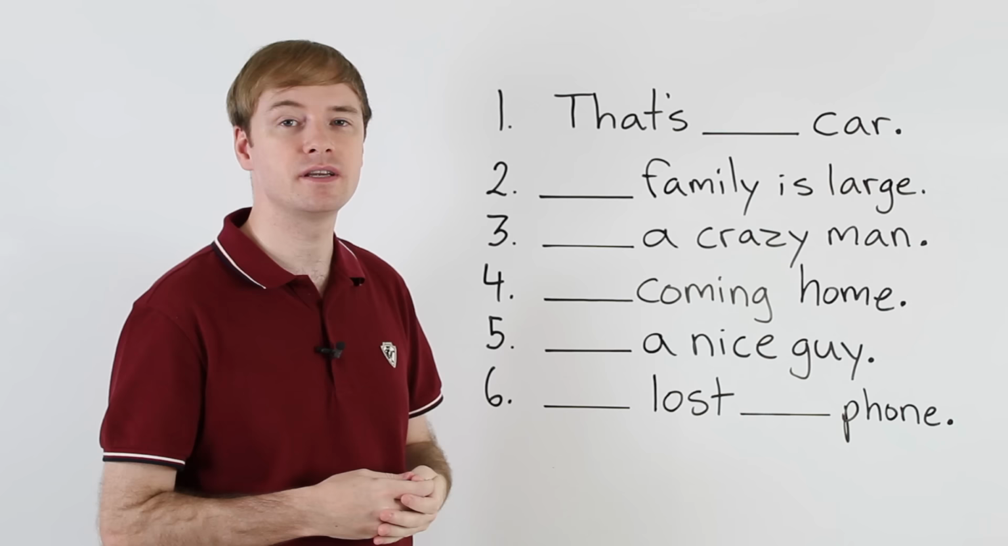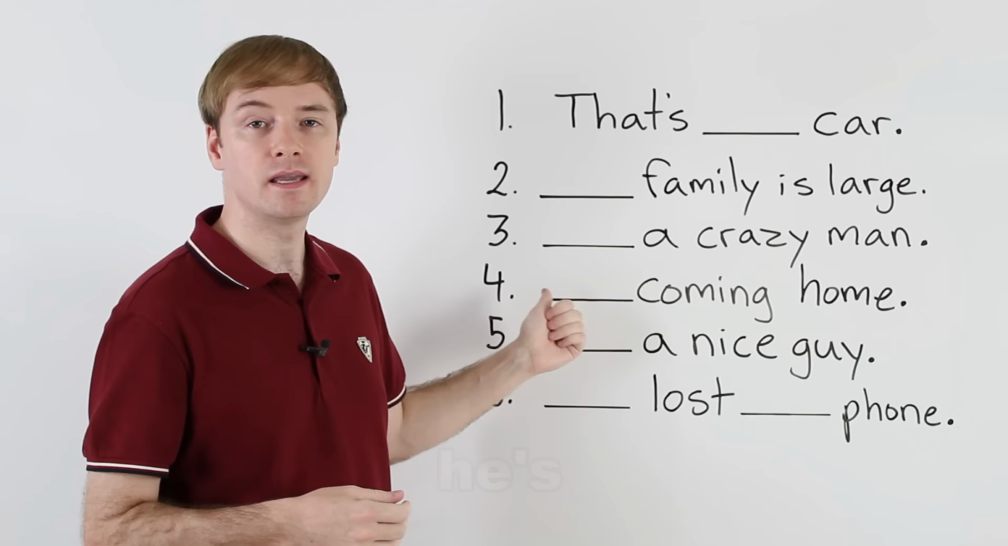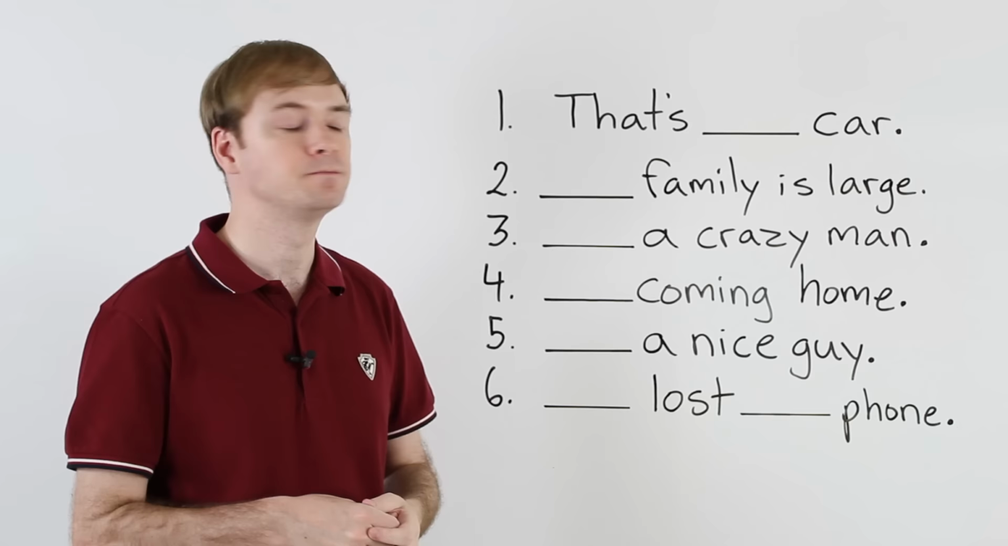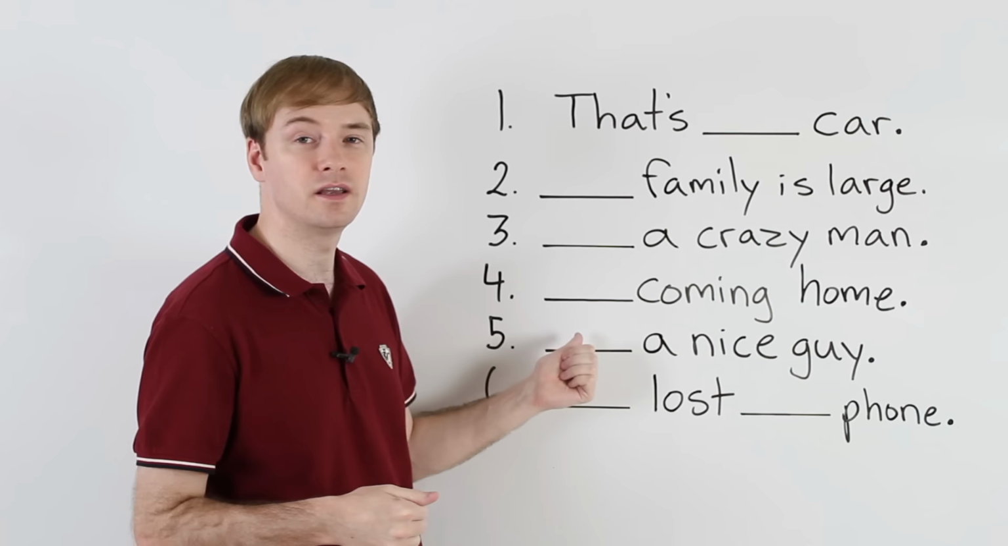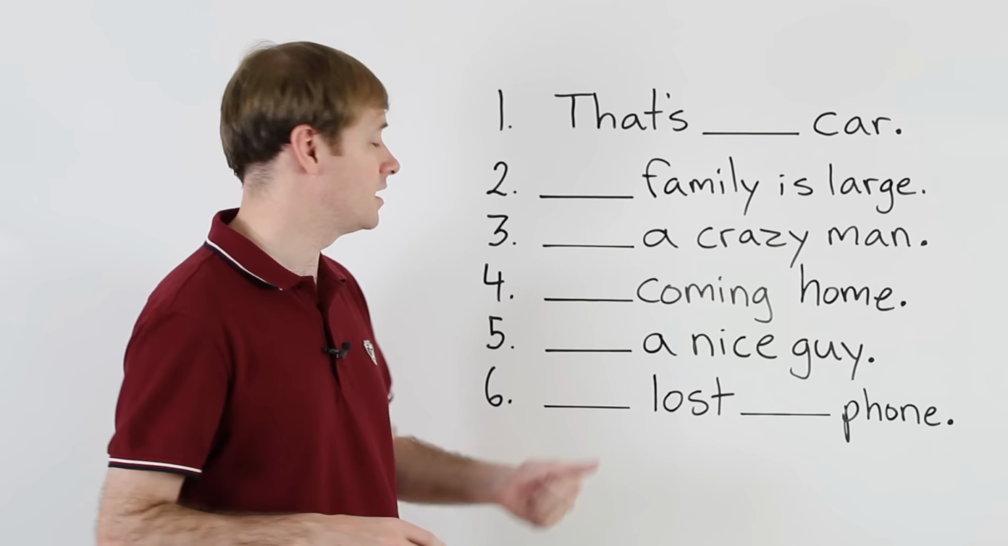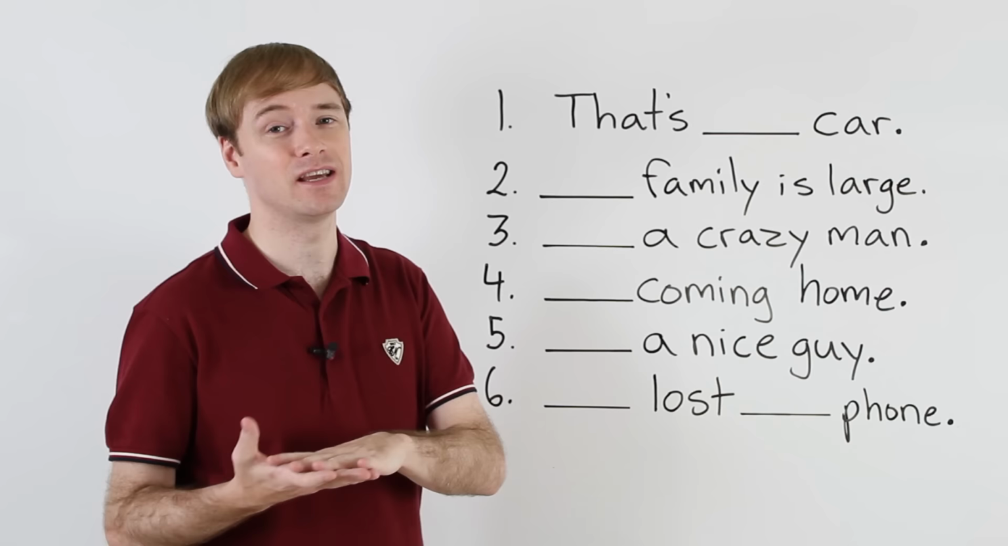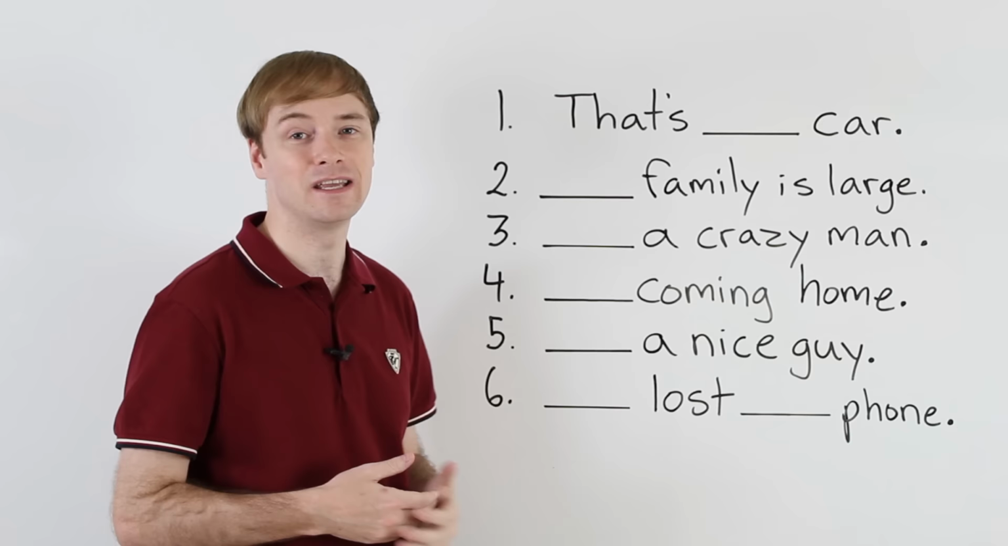He's. He's coming home. He's coming home. He's. He's a nice guy. He's a nice guy. Okay, what did I say here? I didn't say he's, okay. He's is the correct grammar, but actually I used the wrong grammar and I said his, okay. You should never say his a nice guy. You should say he's a nice guy. But if you were listening carefully to me, you heard his.